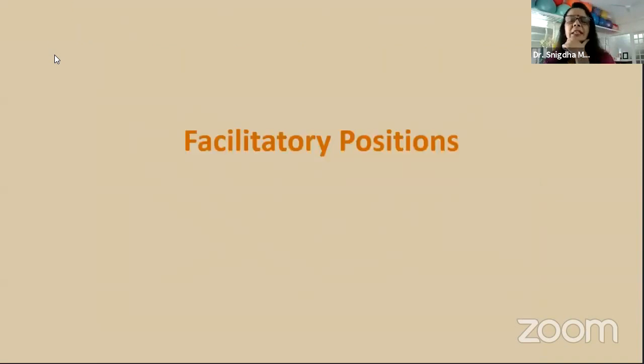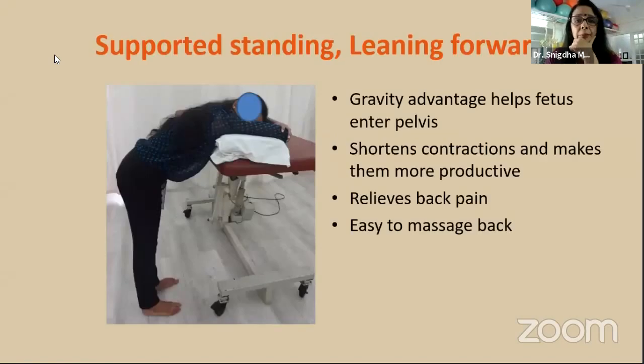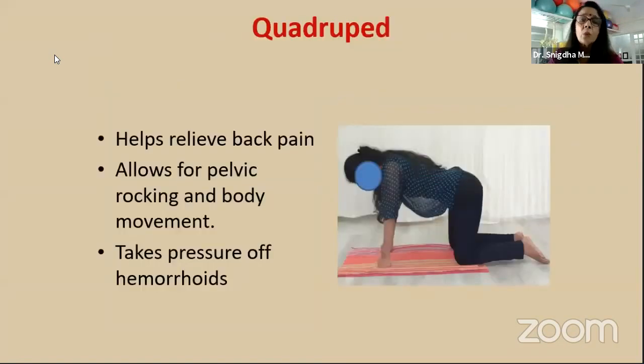What are the facilitatory positions they can do throughout the first stage of labor? As I told you earlier, they can take support for standing, and leaning forward and standing are great positions. So gravity helps, it shortens the contractions and makes them more productive, and relieves back pain because the pressure on the back decreases when they are in this position. It's easy to massage the back in this position by the partner if needed. Then we have a quadruped position.